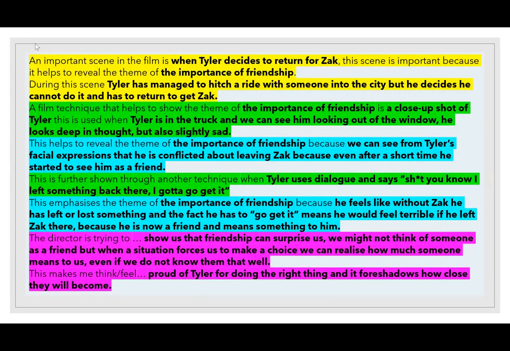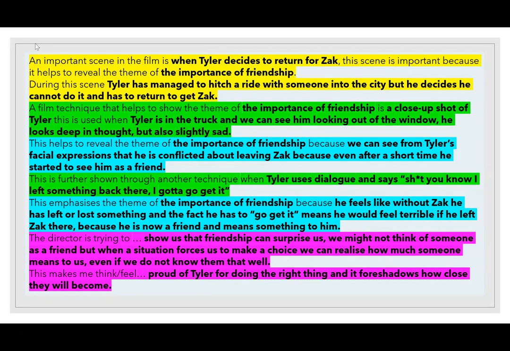A film technique that helps to show the theme of the importance of friendship is a close-up shot of Tyler. This is used when Tyler is in the truck and we can see him looking out of the window. He looks deep in thought, but he also is slightly sad. This helps to reveal the theme of the importance of friendship because we can see from Tyler's facial expressions that he is conflicted about leaving Zach, because even after a short time, he started to see him as a friend.